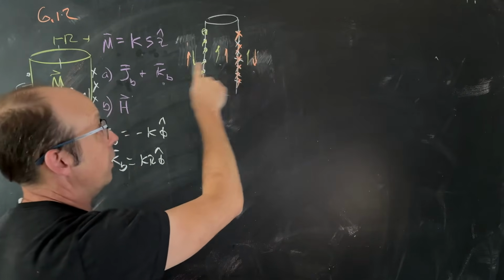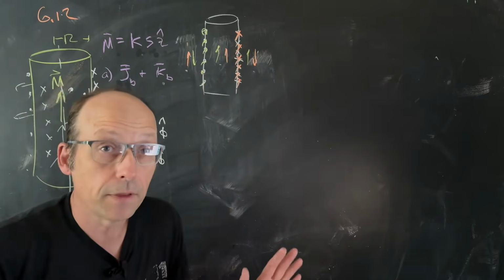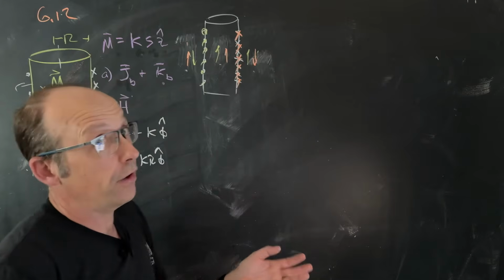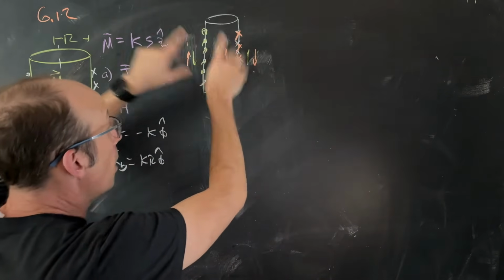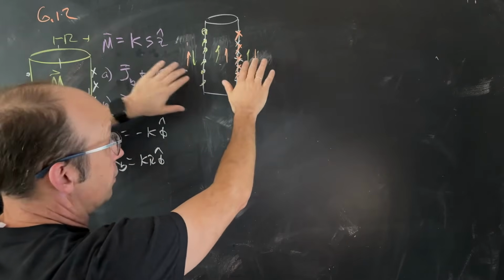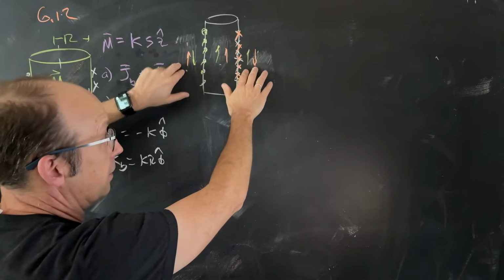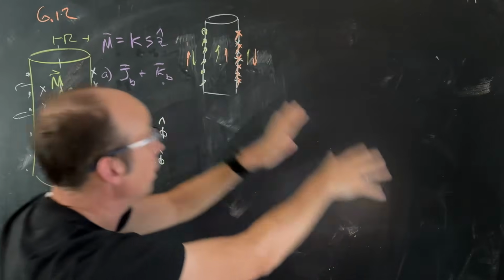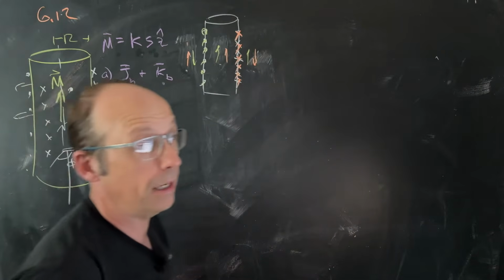Outside, they're in opposite directions. Now, because they're very long wires, these don't really change as you get further away. So they actually do exactly cancel on the outside. So the magnetic field on the outside is 0. The magnetic field on the inside is in the positive z direction.